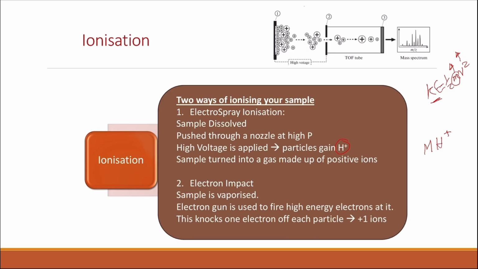For electron impact, on the other hand, the sample is vaporized first, and then an electron gun is used to fire high energy electrons at the particles. This will knock one of the electrons off each particle. So the particles will lose one electron and gain a positive charge.